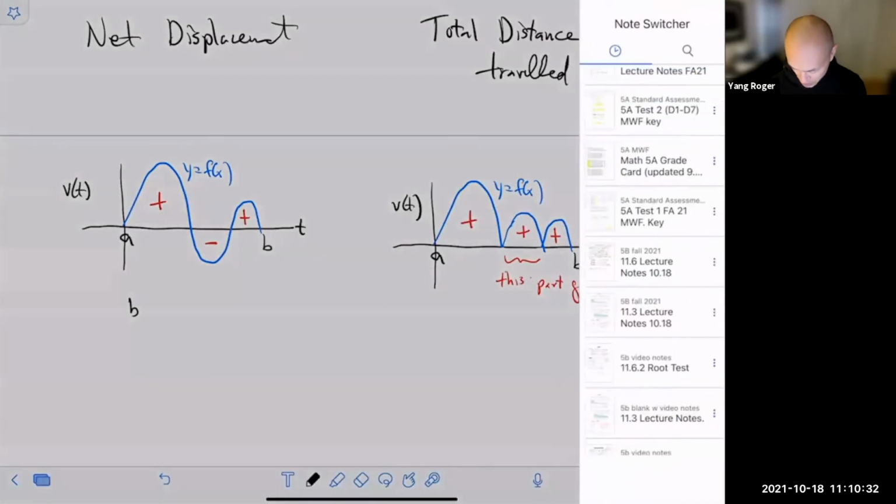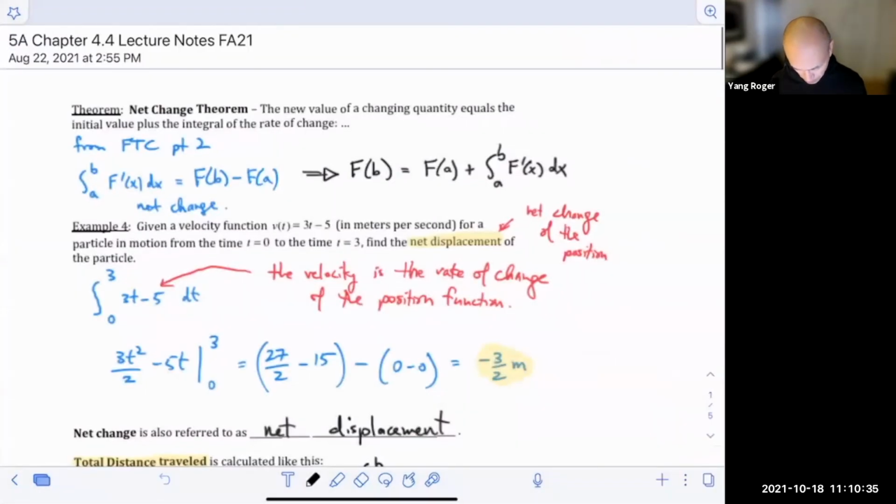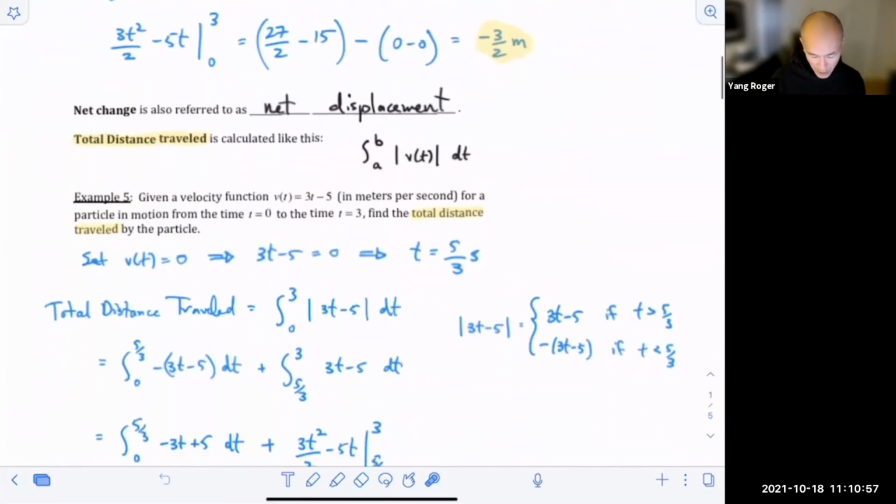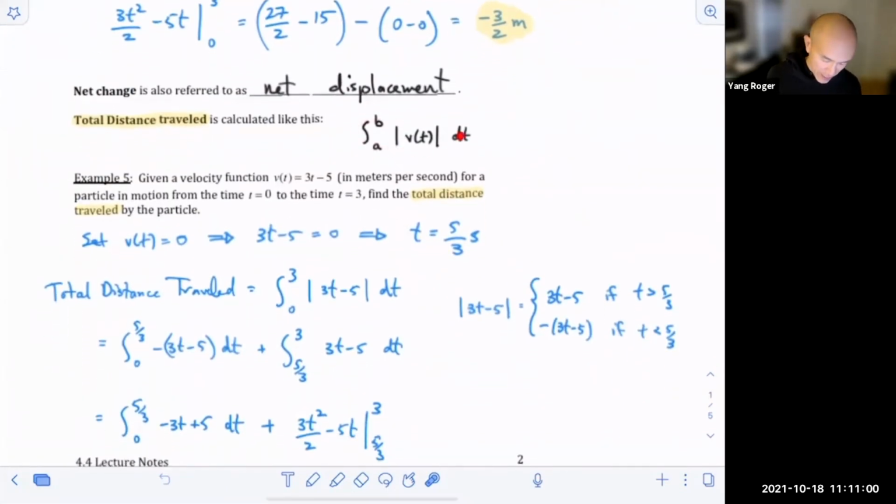So going back to our worksheet, you can see that in this worksheet over here, we're working with the velocity function, just like what I had described. And when you want to find the net displacement, you just integrate the velocity function between your two times. Okay. When you talk about the total distance traveled, you have to integrate the absolute value. Integrating the absolute value is what often gives students difficulty.